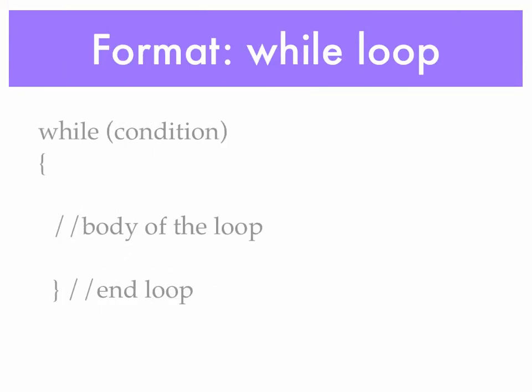So here's the format of a while loop. It's while and then the condition in parentheses. Notice there's no semicolon at the end of that line. The body of my loop is within curly brackets. Those executable lines of code, the body of the loop, will be executed if the condition evaluates to true.